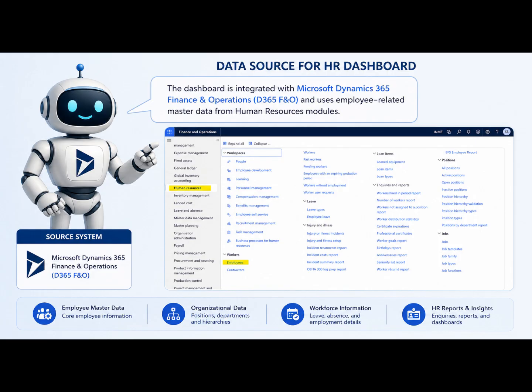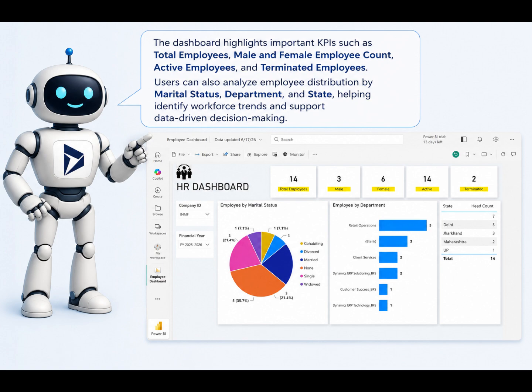The dashboard is integrated with Microsoft Dynamics 365 Finance and Operations, D365 F&O, and uses employee-related master data from human resources modules. The dashboard highlights important KPIs such as total employees, male and female employee count, active employees, and terminated employees. Users can also analyze employee distribution by marital status, department, and state, helping identify workforce trends and support data-driven decision-making.